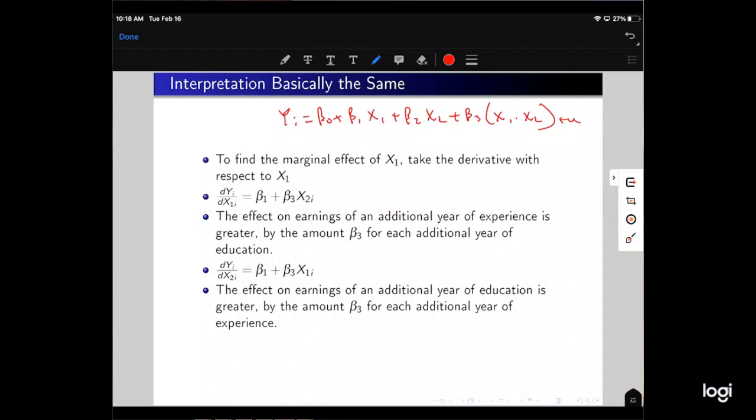This means that the effect on earnings of an additional year of experience is greater by the amount beta 3 for each additional year of education. So x2 is education. This means that the effect of experience, x1, on earnings, y, depends on the level of education, x2. And vice versa. The effect of x2 on y depends on the level of x1.